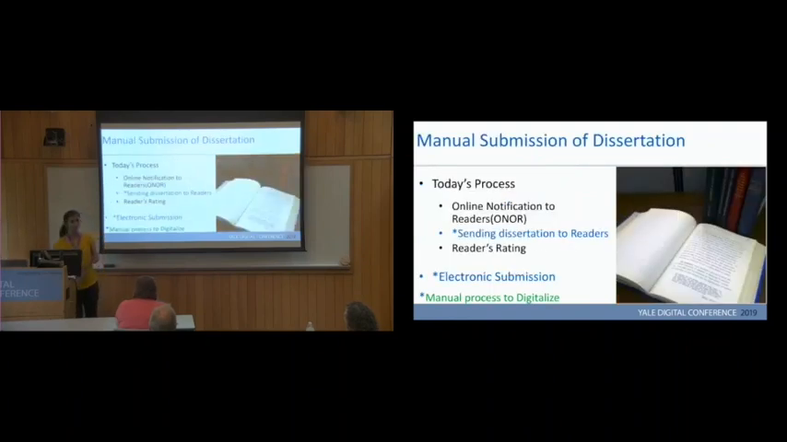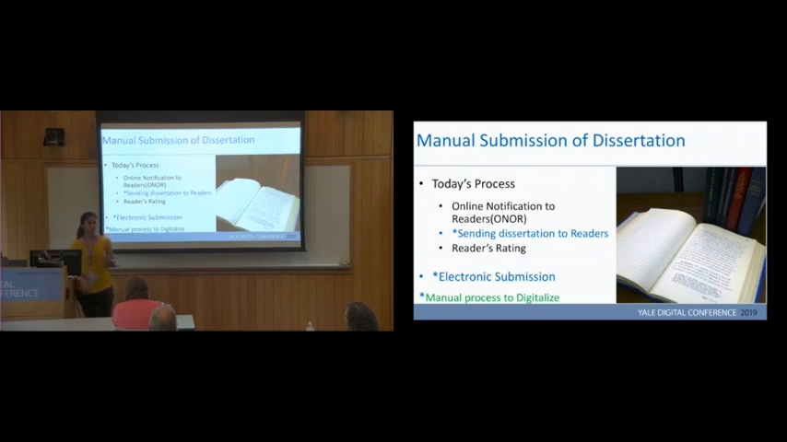Okay, so as a continuation of DPR, as I said before, in the process flow, we go to the ONOR, which is the online notification of readers. As I said, we have a system today where the department goes in, and the department are the ones who assign the readers to the student. But there are certain departments who allow the student to do that as well. So the student can go in and pick the readers. And they submit it to the DGS, or the Director of Graduate Studies for the department.